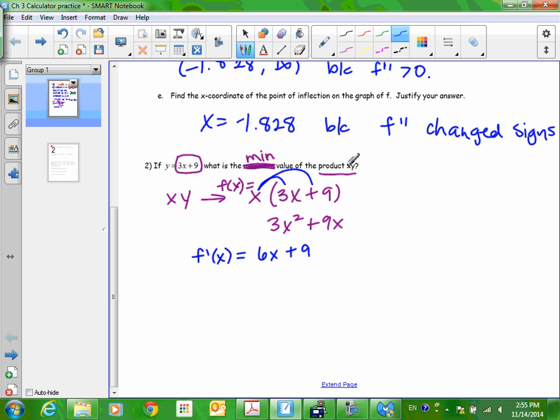Because remember, it was x times y. So here is the x, here is the y. All right, we need to set this derivative equal to 0 to find the critical number. So use the solve feature on your calculator, or solve it by hand. You need to figure out what x equals, although that's not going to be our answer.